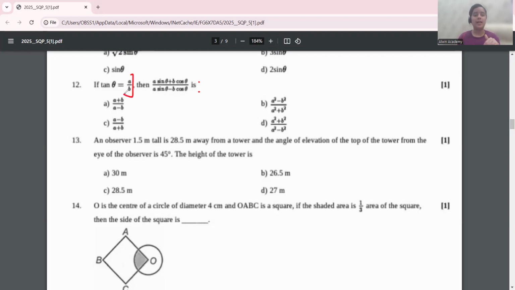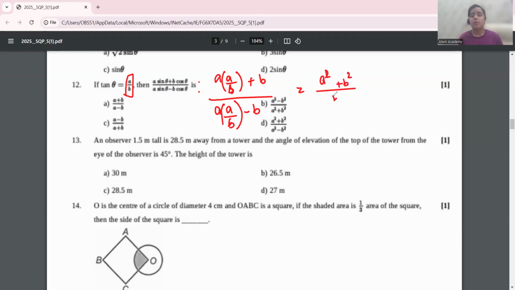And we know the value of tan theta, that's A by B. So A times A by B plus B cos theta divided by cos theta would be B only. Similarly, in the denominator, we'll get A into A upon B minus B. This would become A square. Now I'm taking LCM, so A square plus B square upon B and whole upon A square minus B square upon B. B gets cancelled. A square plus B square upon A square minus B square, option number D.